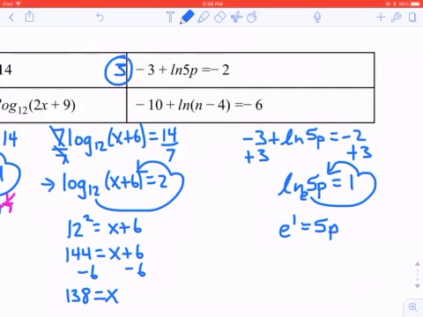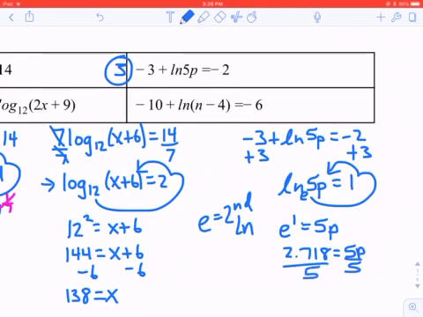And you can type that in your calculator. The little e is second natural log. It'll give you that little e. And then you just type in a power of 1. And you end up with 2.718 equals 5p. And then when you divide both sides by 5, you get 0.544 for your p value.